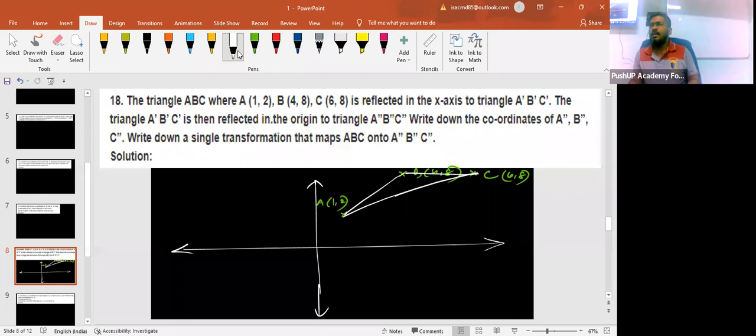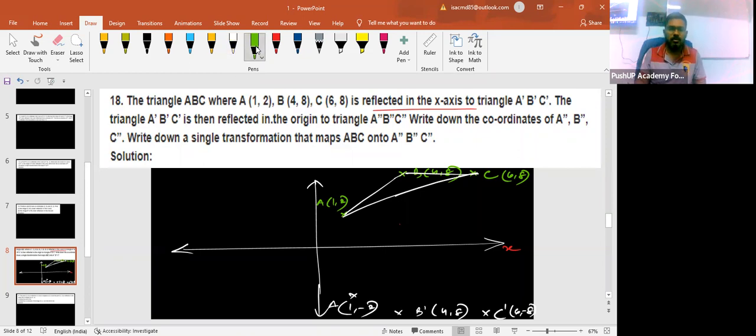Now you have to reflect this ABC in the x-axis. So where is your x-axis? Over here, right? Fine. So from the first quadrant, it will go to the fourth quadrant. In the fourth quadrant, the coordinate of A should be (1, minus 2). Then B should be (4, minus 8), somewhere over here. B dash is (4, minus 8). And C dash is (6, minus 8).